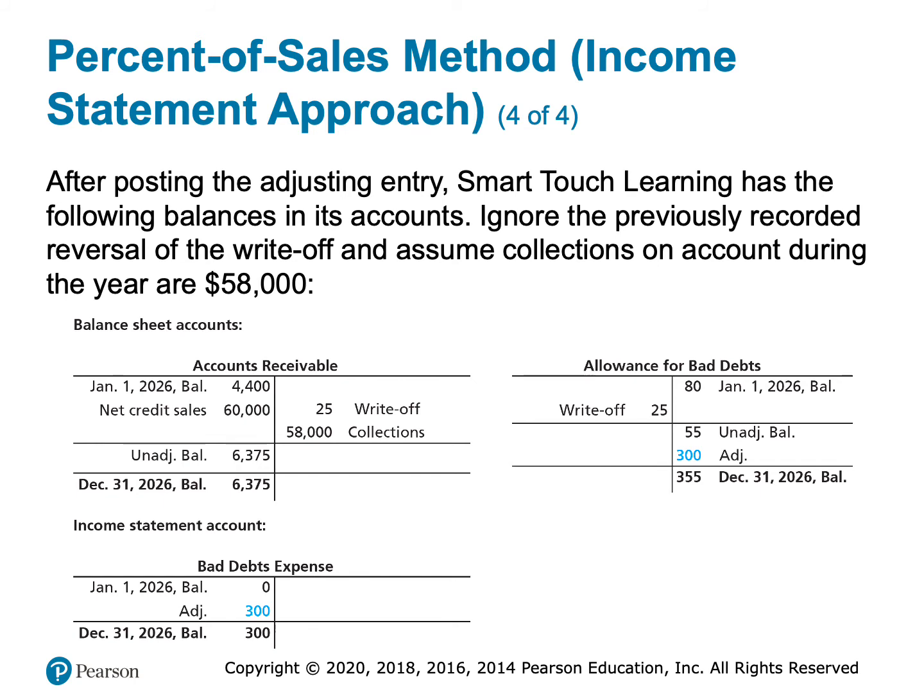So on my balance sheet, I'm going to show accounts receivable of $63.75. And then right underneath it, I'm going to show allowance for bad debt of $355, which is going to give me a net realizable value of $6,020, if I did my math correctly there.